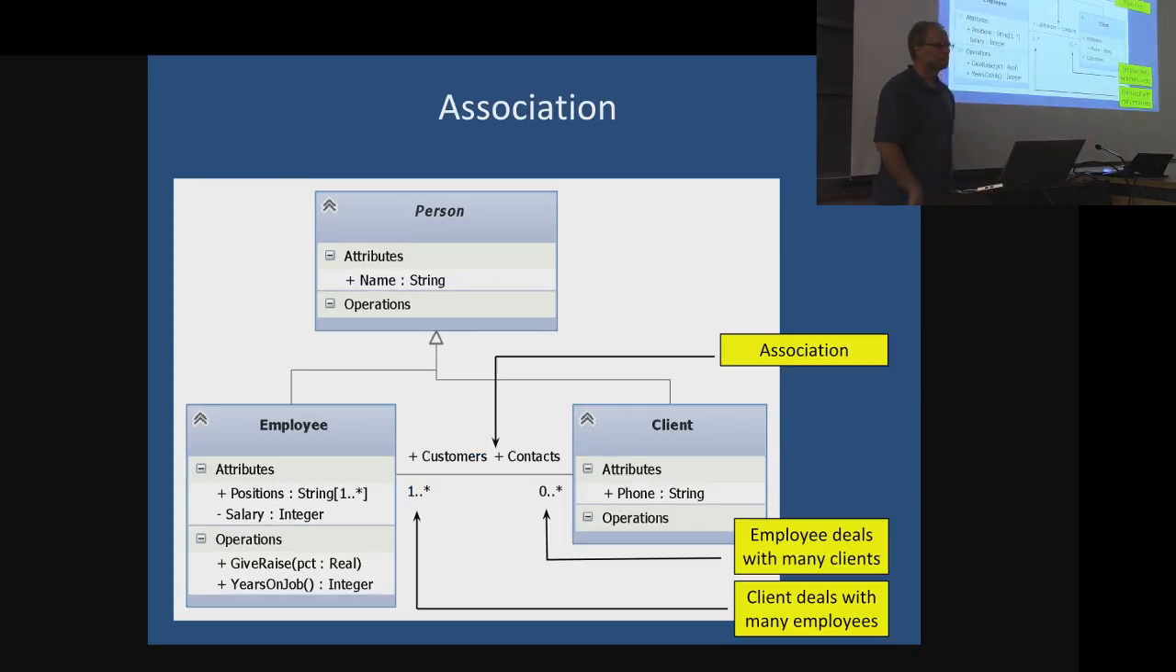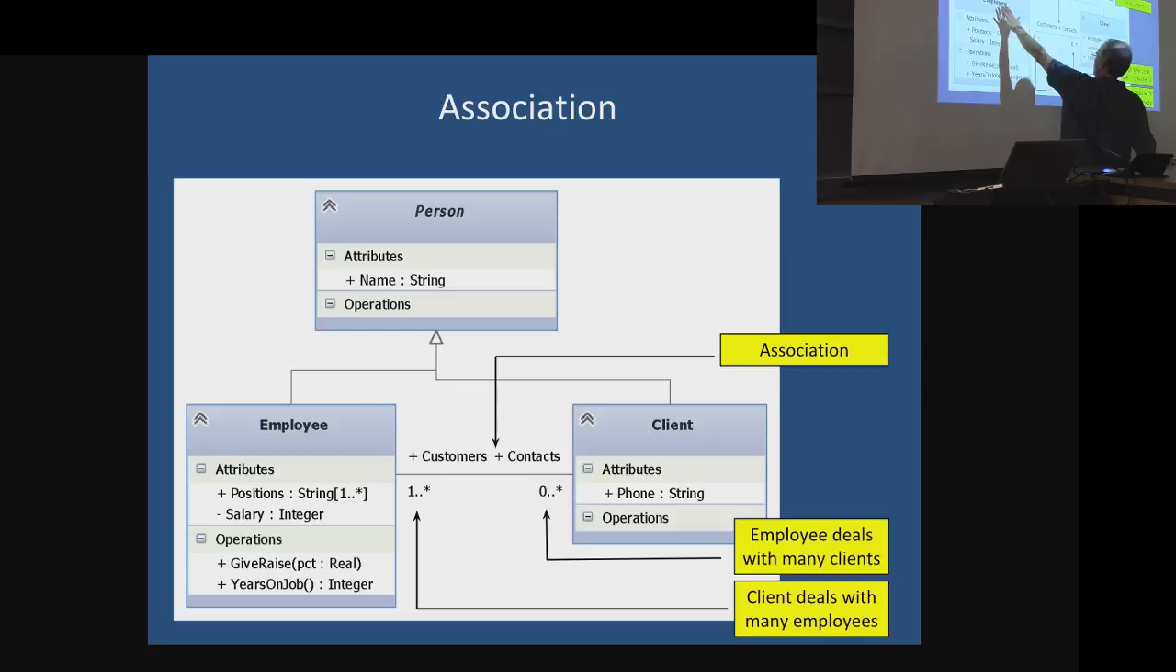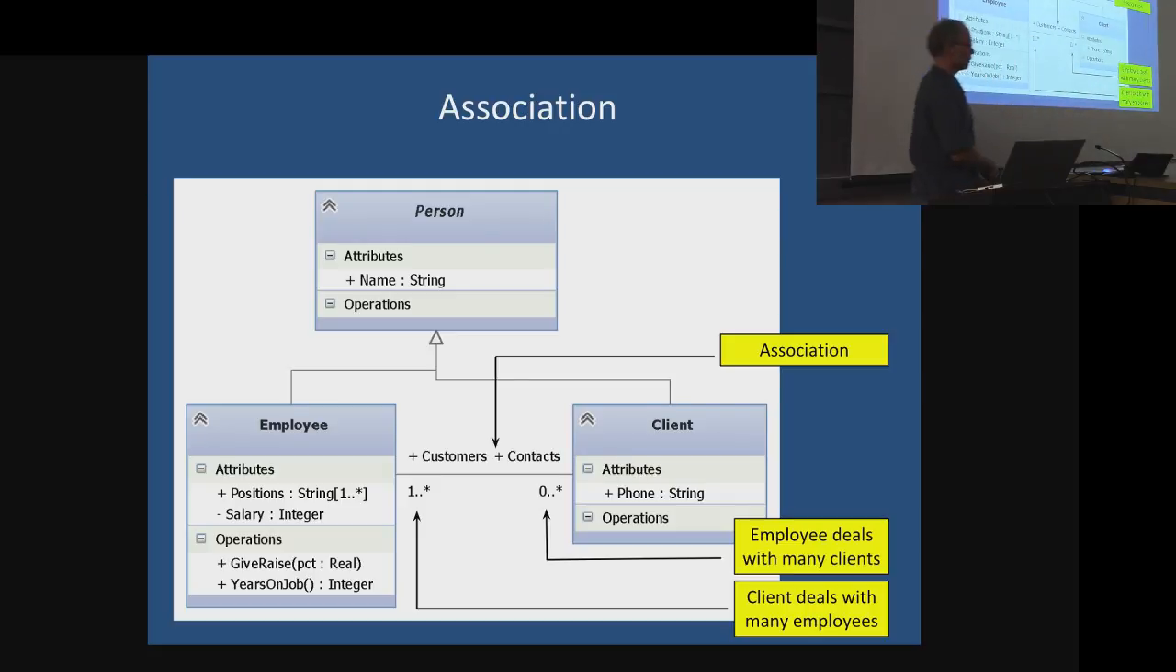Okay? This is a line, a plain line like that. It's an association. So what that's telling you is, look at the label here. A client has contacts. Or I should say an employee has contacts with a client. And, okay. Help me out. Which way should I read this? I can't remember.